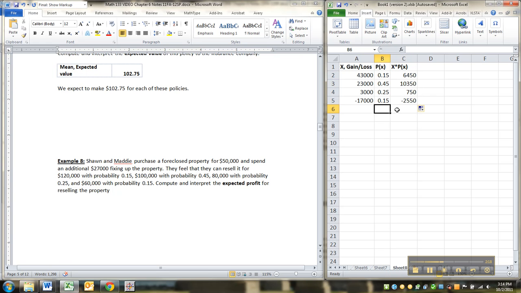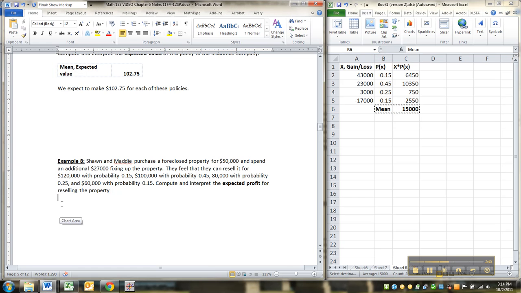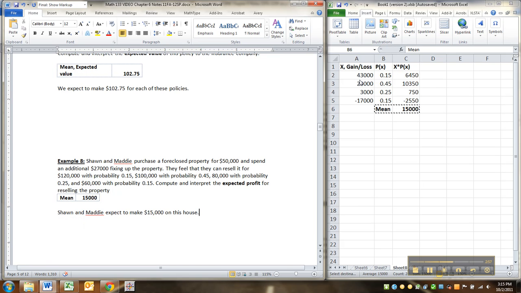Okay, and then for the mean, we want to find the sum of these values. Now remember from section 3.3 we would find the sum and then divide, but we don't have to bother because these will always add up to 1, because they're probabilities, right? So 15,000, that's their expected profit. So Sean and Maddie expect to make $15,000 on this house.